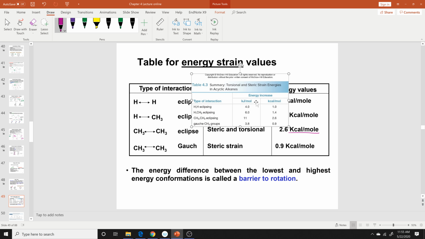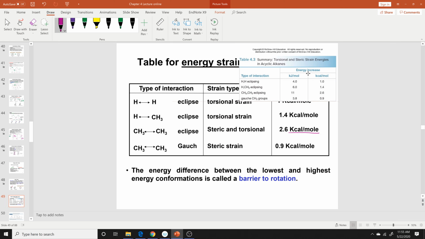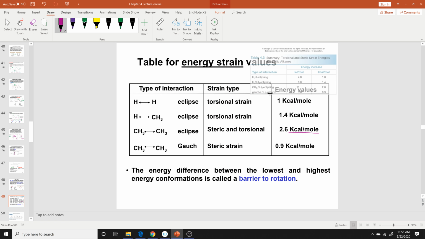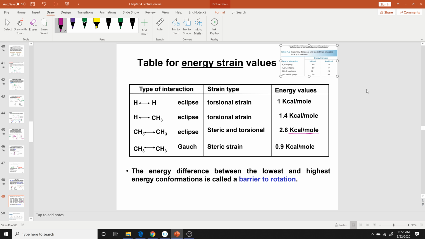Whatever unit you want to use, you can go ahead and use that unit, and both are going to lead you to basically the same answer. It's just a unit difference in that case.